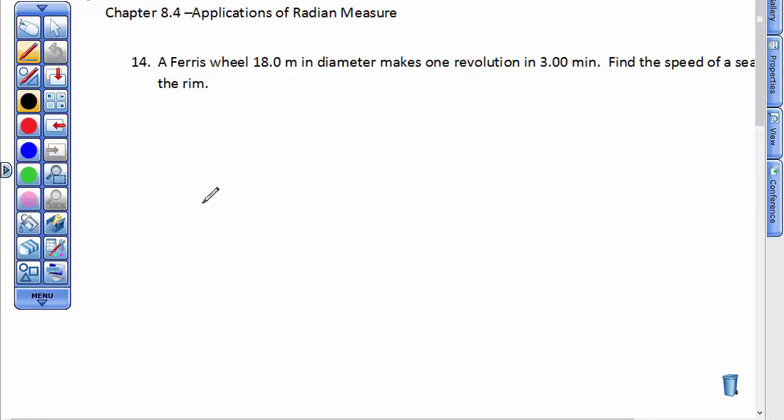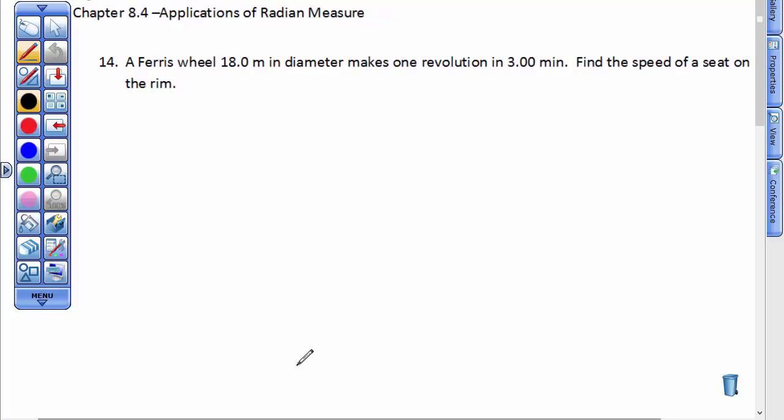All right. Let's see. This Ferris wheel, 18 meters in diameter, makes 1 revolution in 3 minutes.